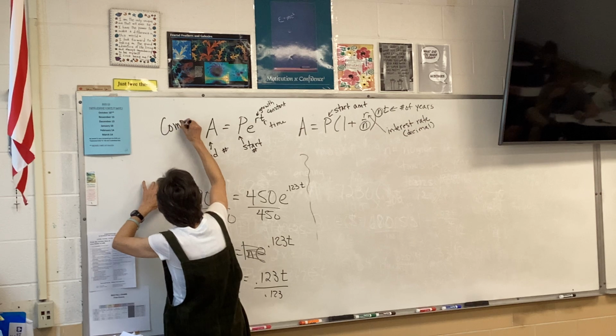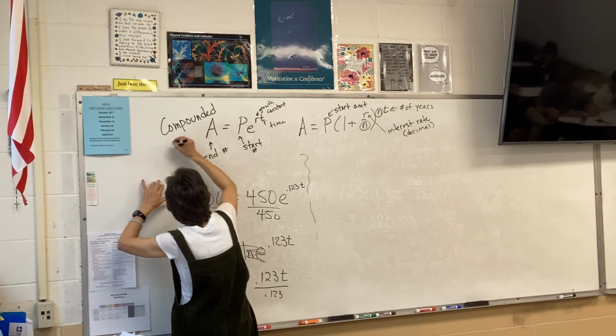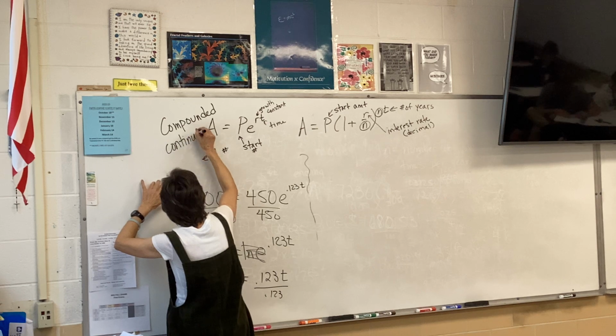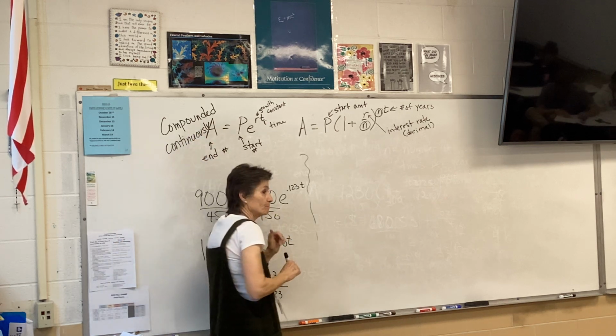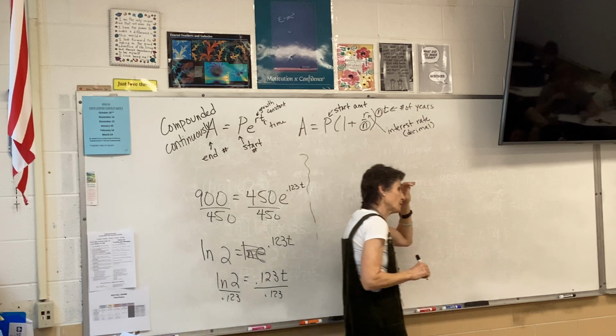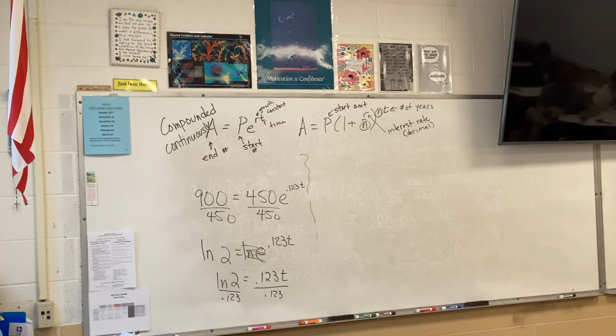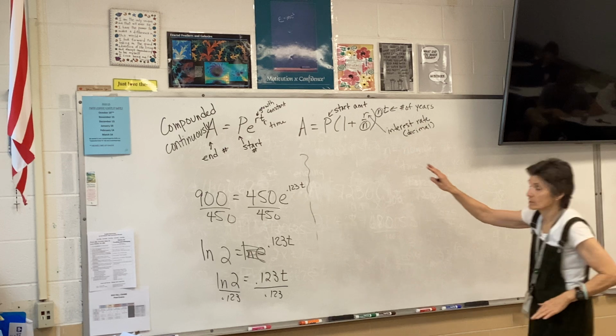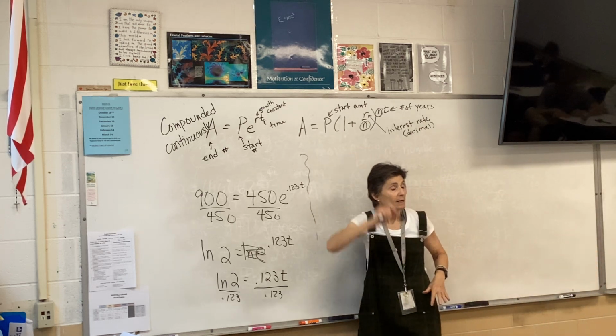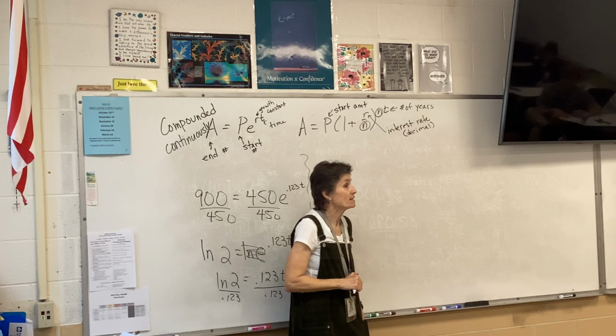So if your problem ever says compounded continuously, that's a PERT. So let's make sure we're clear on when we PERT. We use PERT if it's not money, period. If it's not money, it's PERT. If it's a money problem that says compounded continuously, then we also use PERT. If it's compounded any other way, we use the big formula. But compounded continuously means PERT.